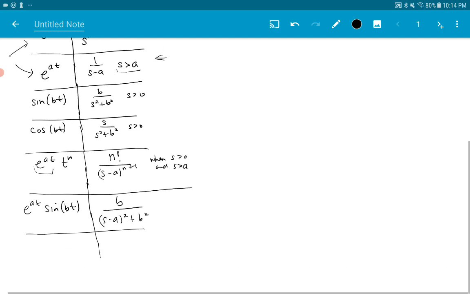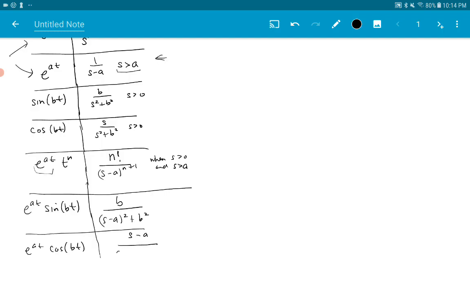As you might guess, if we did e to the at times cosine of bt, we would get s minus a over s minus a quantity squared plus b squared. So you can see that multiplying a function by e to the at causes a horizontal shift. A gets replaced with s minus a. It's kind of interesting the way that works.